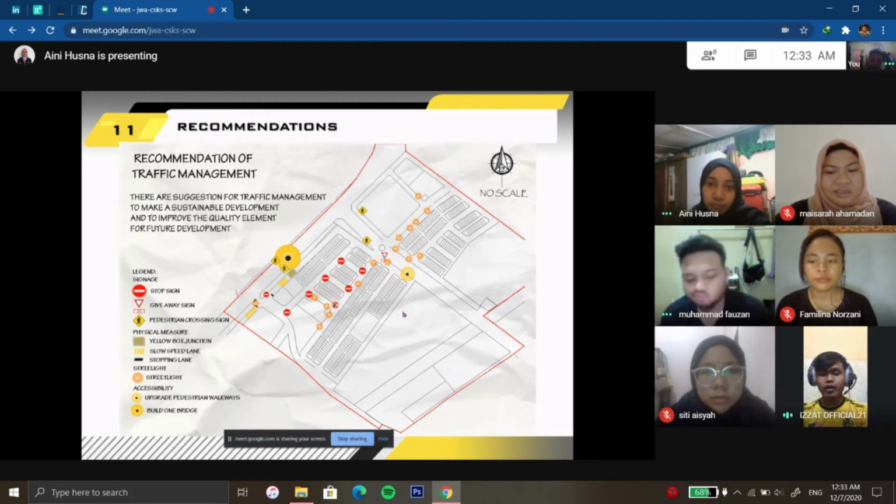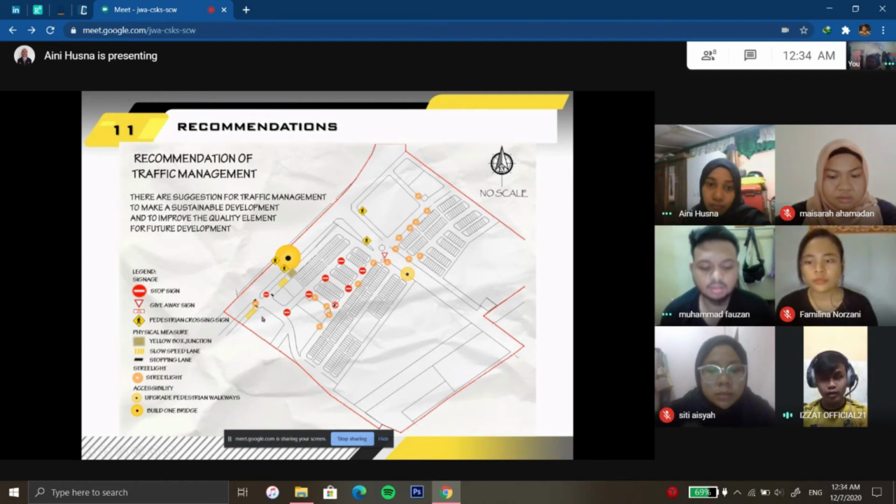Other than that, pedestrian crossings must also be provided at suitable areas where pedestrians usually cross. It is very important to make sure pedestrian safety is always prioritized and to make them comfortable crossing the road nearest to their destination. Okay, the next element is street lights. A total of 16 street lights have been proposed in the study area for enhancement in the dark areas and the potential crime areas. Okay, so I pass to Fauzan.